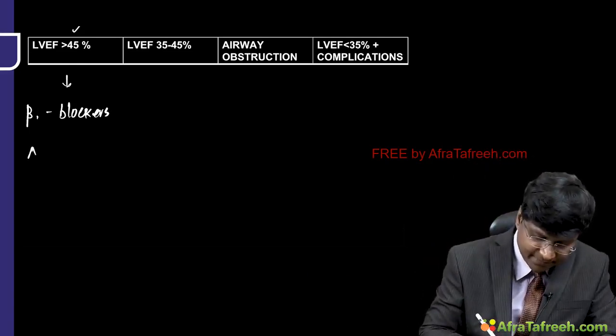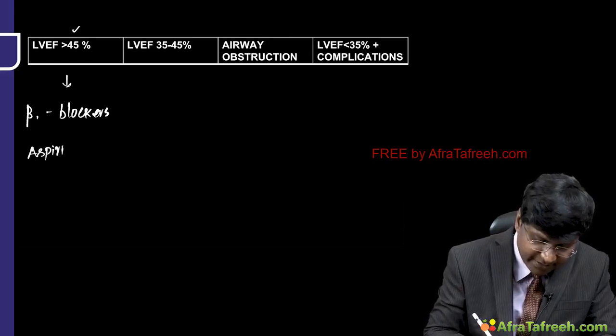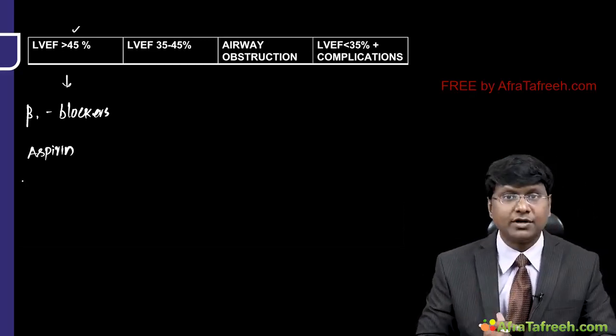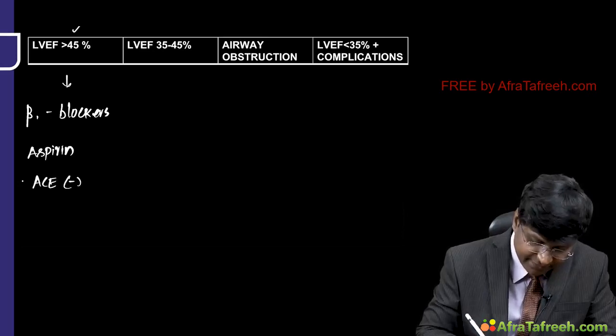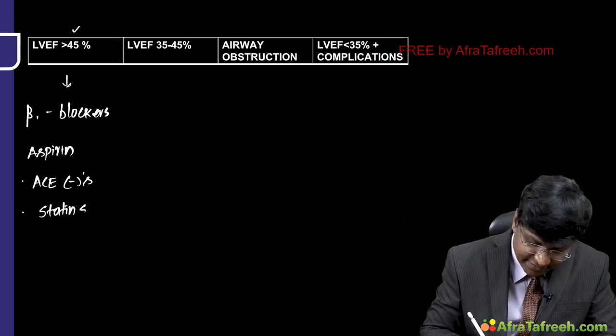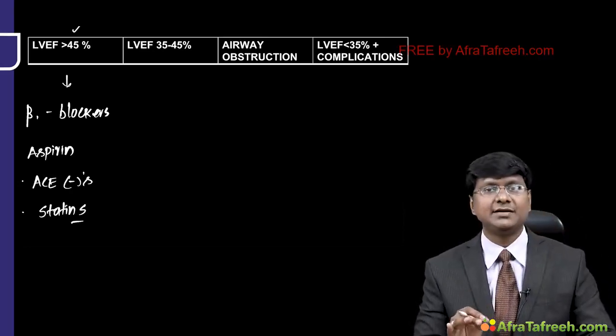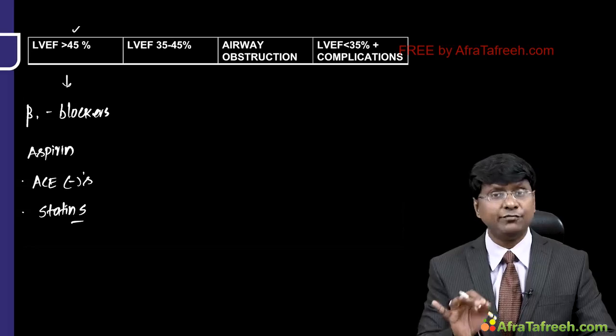And the other drugs are, aspirin should be given. This will be the treatment similar to that of coronary artery disease. Next are the ACE inhibitors, which will prevent cardiac remodeling. And next are statins, because they have a pleiotropic effect. So these are the drugs that you need to give when the ejection fraction is more than 45%.